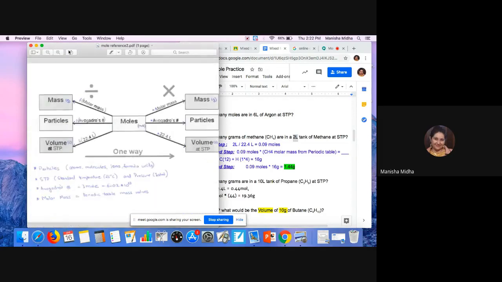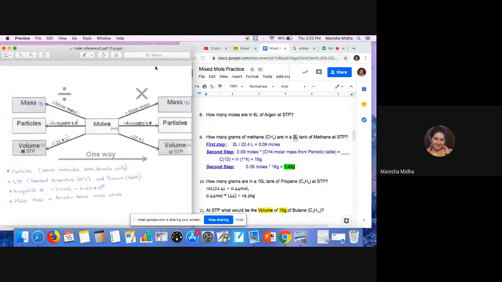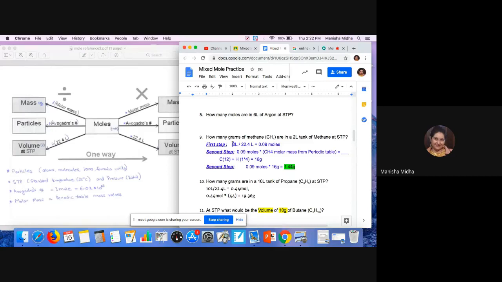So I'm going to use the given value 2 liters. First step, 2 liters, you divide that by 22.4 liters and you have traveled this line, volume to moles, and you have reached moles. Your answer is 0.09 moles. What did you do? You divided the given value by 22.4 because the roadmap is telling us to do that, and you reached moles. Now, is this our answer? Moles. Did they ask for moles? No, they asked for grams. So we continue our journey.